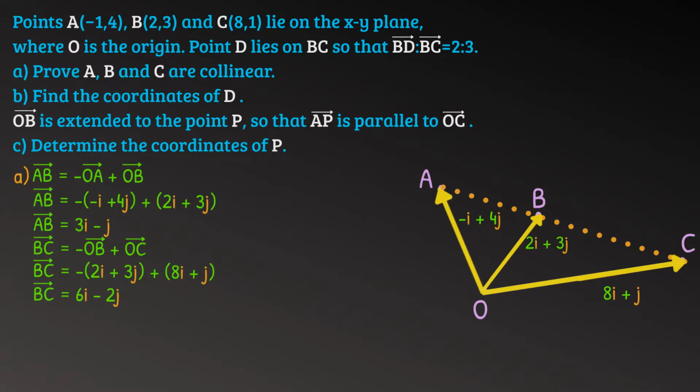So from this, you can see that BC is exactly twice AB, and because they share a common point, because they share the point B, they are collinear.